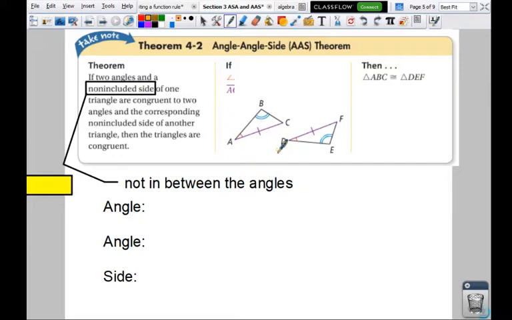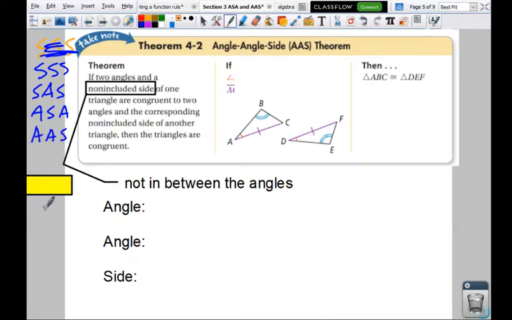So we have four of them now. We did side, side, side. We did side, angle, side. We did those yesterday. We just did angle, side, angle. And then our last one is angle, angle, side.